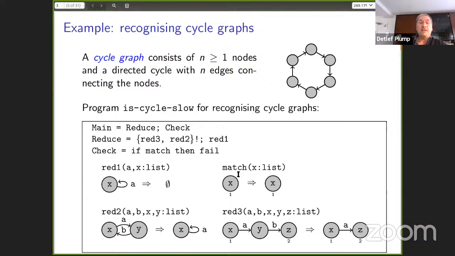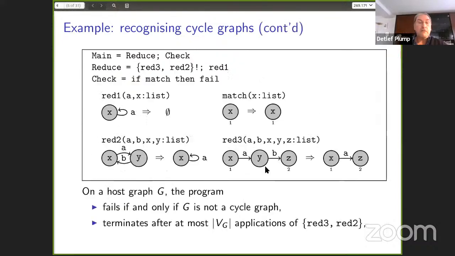If that is the case, match will be applicable. That is tested in this if-then. So the if match then fail just attempts to match the match rule. If that succeeds, then we know, okay, there was garbage, so there was no cycle graph at the beginning, so we let the whole program fail by this built-in command fail. If match does not apply, that means we actually have ended up at the empty graph, and we know the initial graph must have been a cycle graph. So this is the whole program.